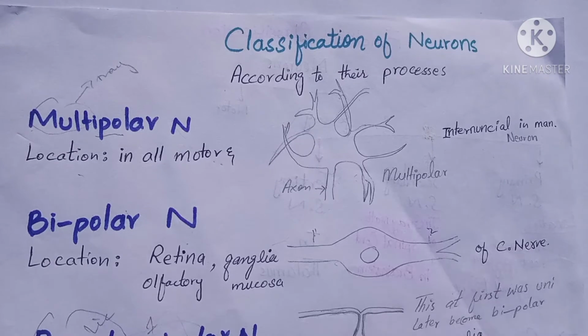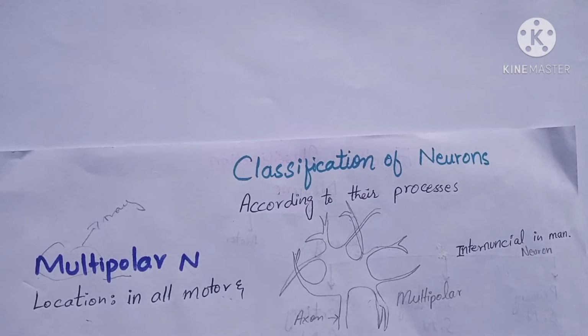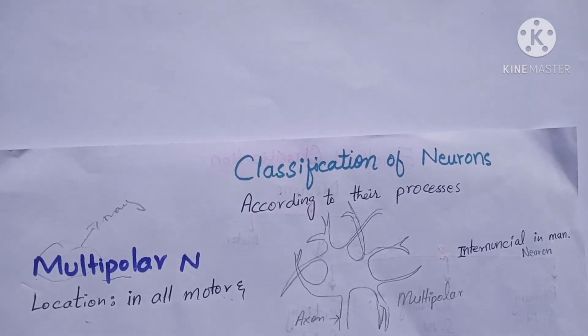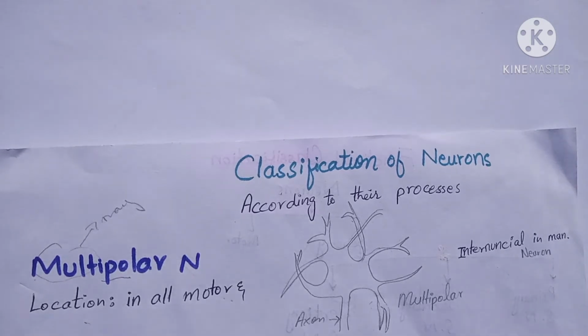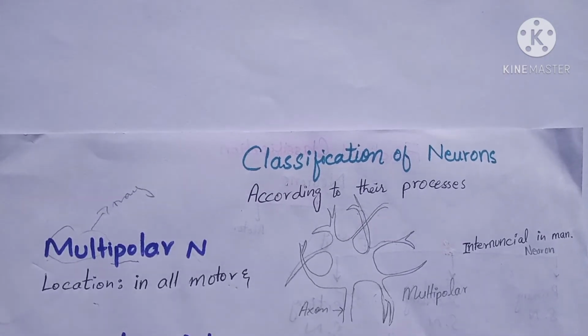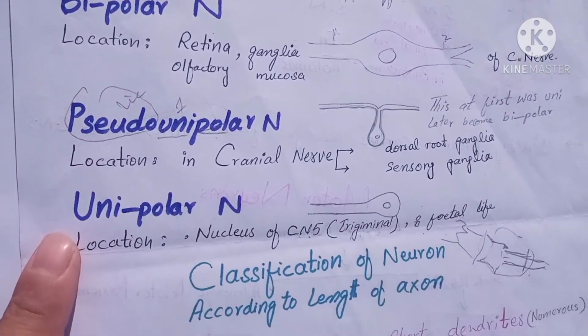Last time our topic was classification of neurons according to the processes. As I said to you people, there are four types of neuron according to processes. The first was multipolar, the second was bipolar, the third was pseudounipolar, and the last one was unipolar neuron. As well, we talked about neurons according to the length of the axon. These were two types, Golgi type 1 and Golgi type 2.